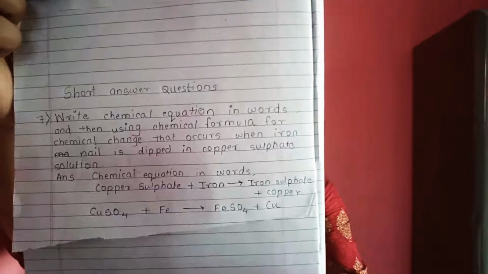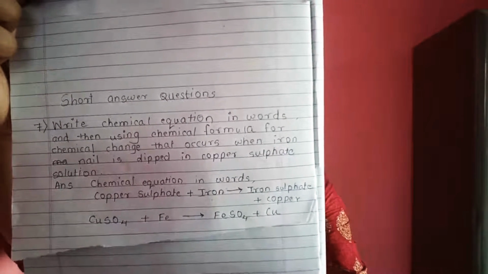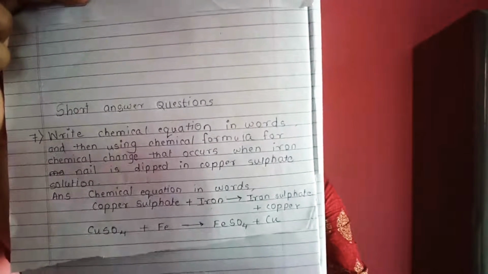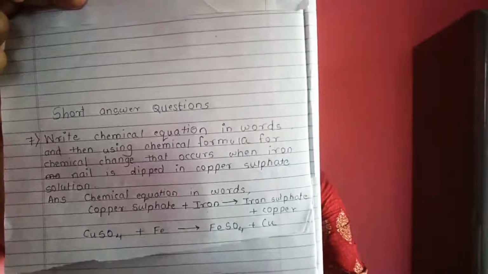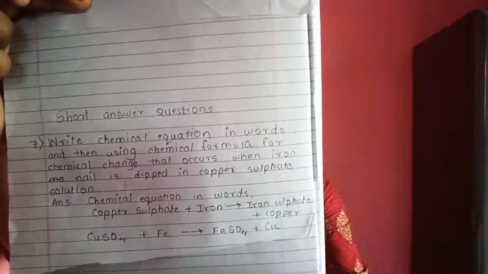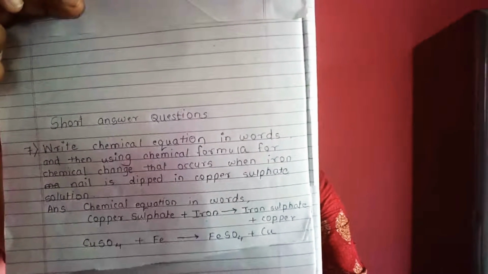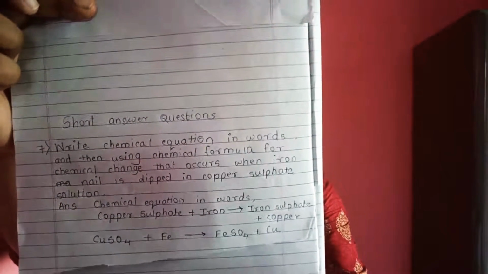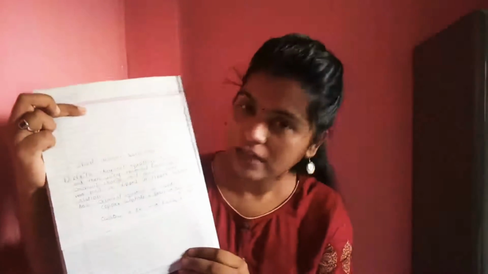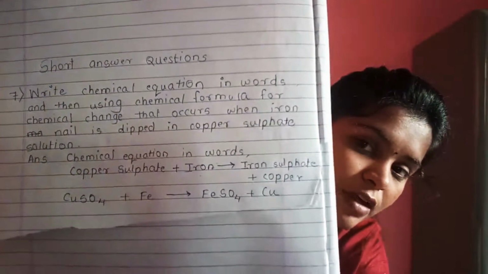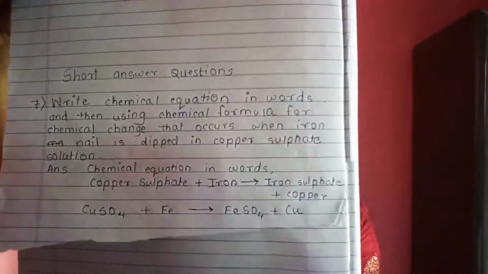Now below that we are writing in symbolic form. So for copper sulfate, CuSO4 plus iron, Fe, which gives iron sulfate, FeSO4 plus copper, Cu. Okay, so this is the answer of this question. You can check one more time if you want. I will upload one photo at the end of the video for this.